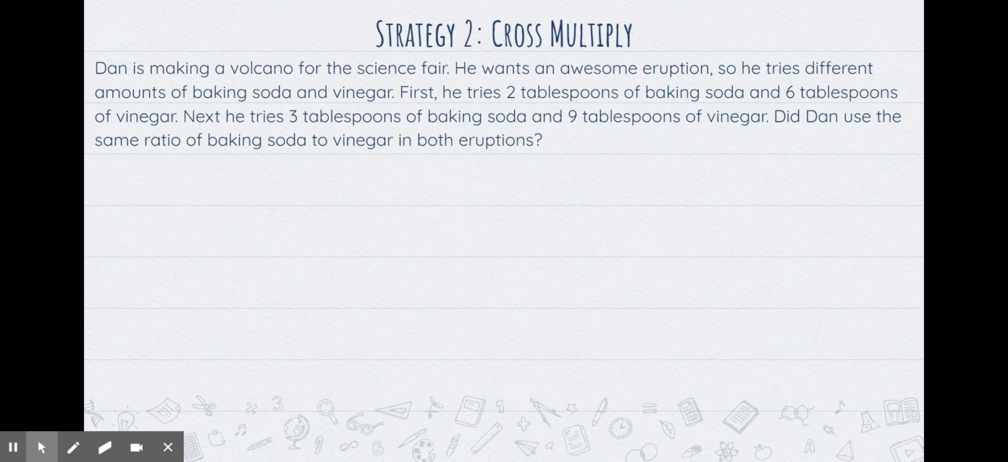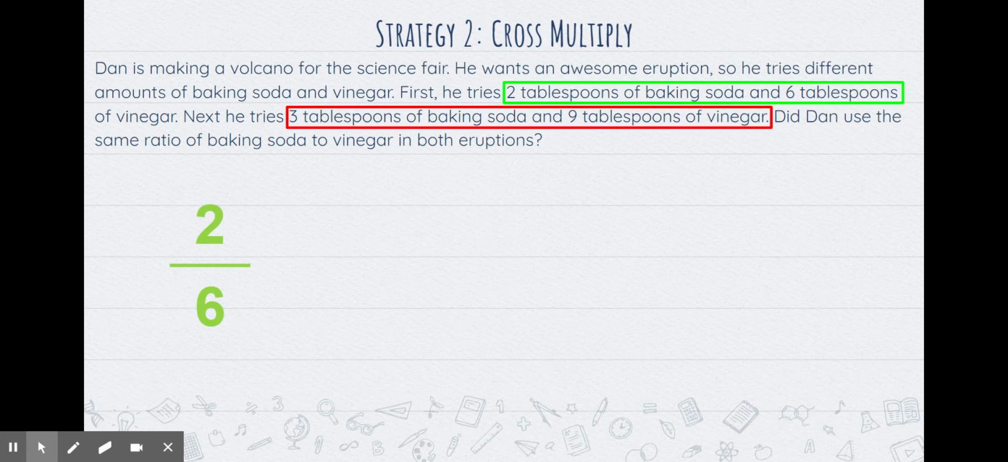Now, our second strategy to me is a little easier. We're going to use the same example, but we're going to do something called cross multiplication. And in this case, I'm going to write my ratios as fractions. So I've still got my 2 tablespoons of baking soda to 6 tablespoons of vinegar for volcano 1, and I've got my 3 tablespoons of baking soda to 9 tablespoons of vinegar for volcano 2. And what I'm going to do is I'm just going to set an equal sign because that's what we're going to try to solve. Now, basically, you're going to multiply from corner to corner.